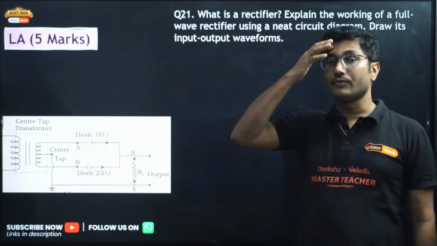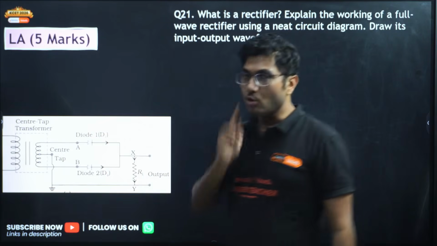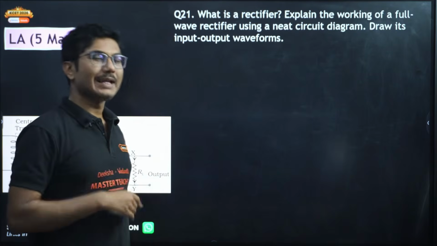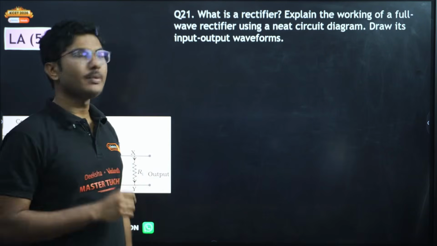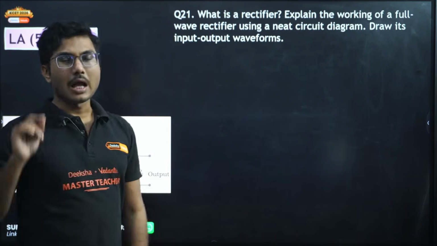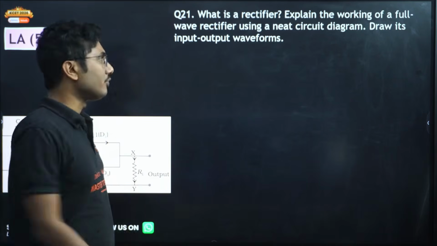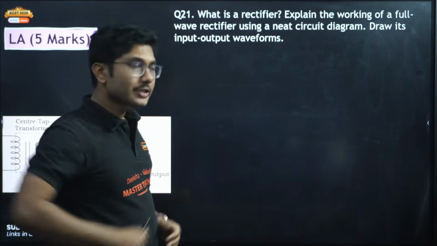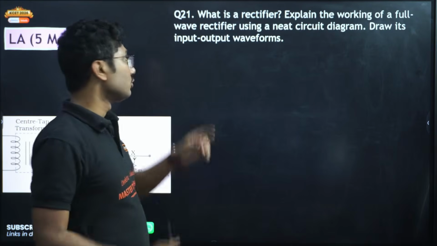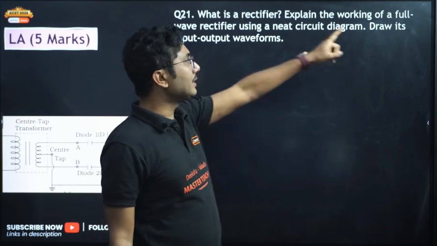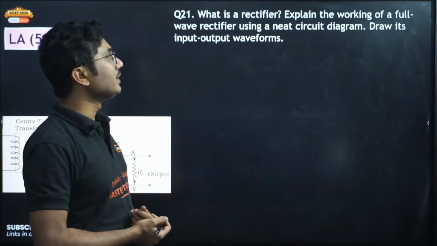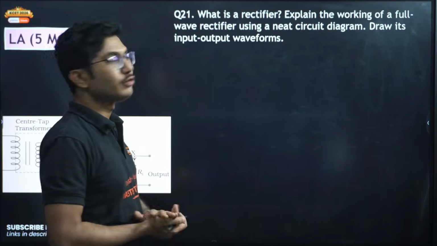Now these two questions, 5 marker questions, are very, very important: full wave and half wave. Out of that, full wave is most important, because it has come more number of times than half wave, but half wave has also come 1 or 2 times, so don't ignore half wave as well. So what type of questions can we expect from this part? What is a rectifier? Explain the working of a full wave rectifier using a circuit diagram. Draw its input output waveform.